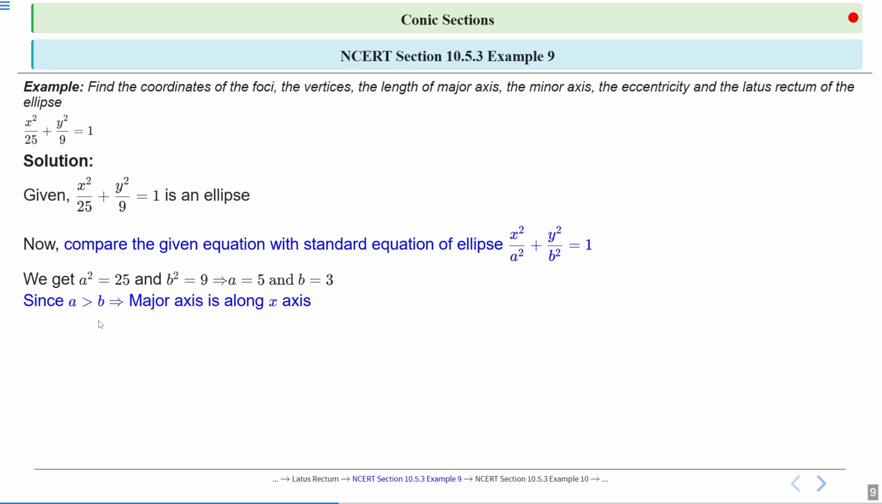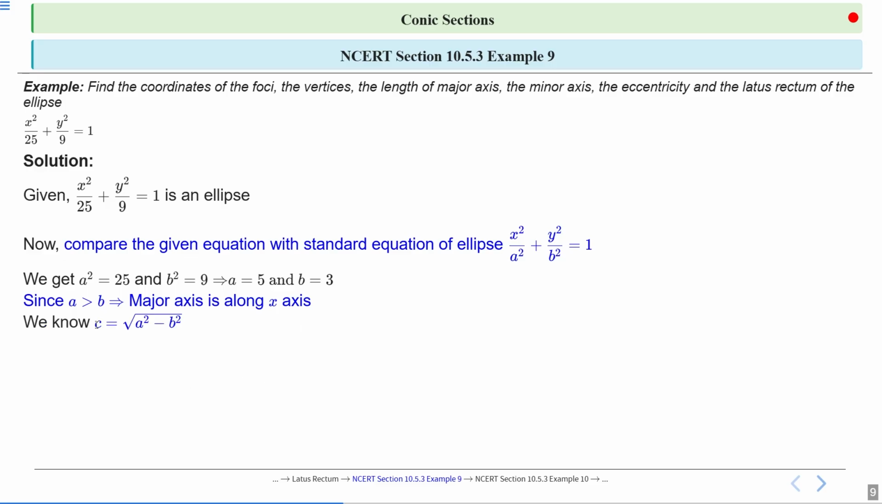And since here a is greater than b, you can see a is greater than b, so it implies the major axis is along x axis. We know when a is greater than b, then the major axis is along x axis. When a is less than b, in that case the major axis is along y axis. Since here a is greater than b, the major axis is along x axis.